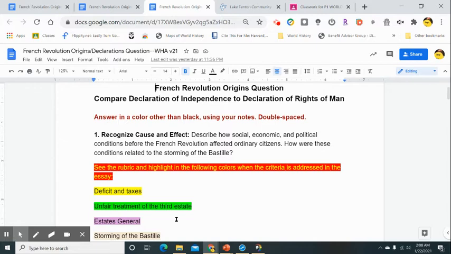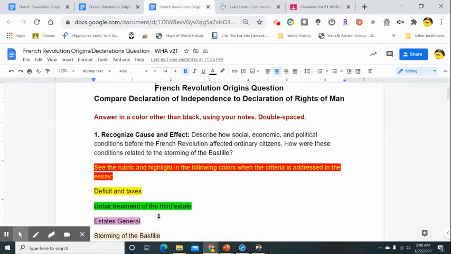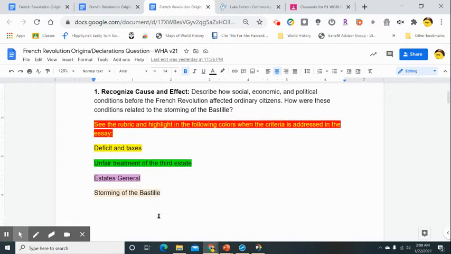How did you address deficit and taxes? That's one of the things in the rubric. As a factor, how did you address unfair treatment of the third estate? So you need to highlight that. How did you address the political aspects in the Estates General? So again: deficit and taxes is economic, unfair treatment of the third estate is social, and the Estates General, the ideas there, is political. The storming of the Bastille, of course, is the tipping point. How did you address that?